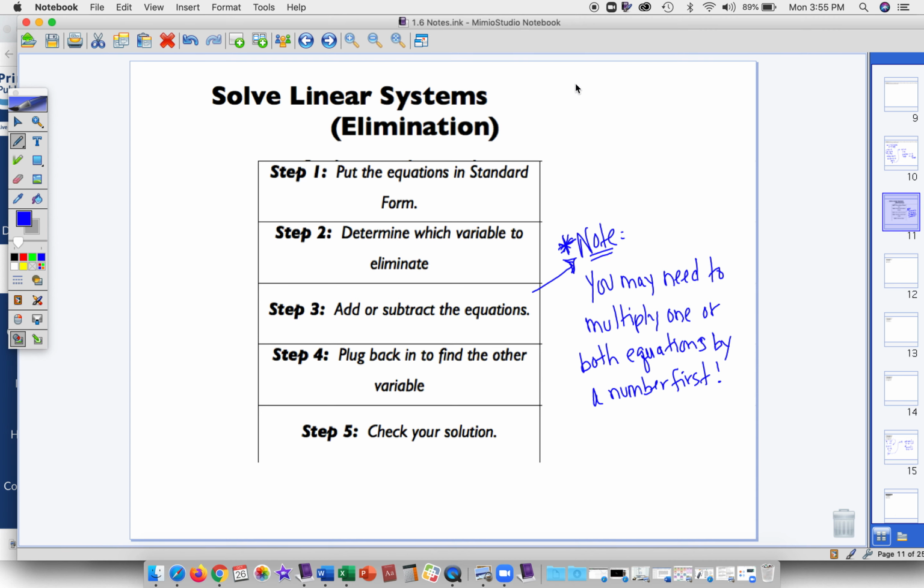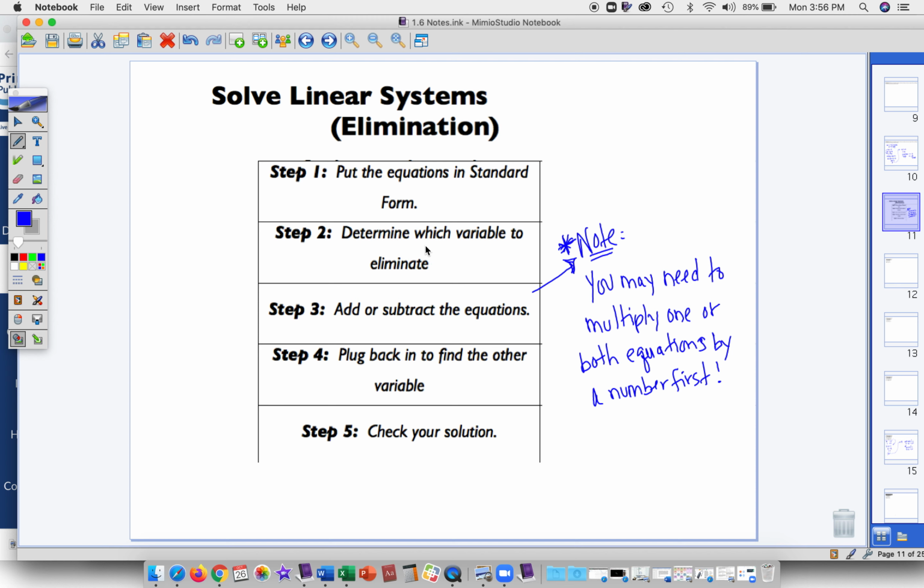Today we are going to cover the second part of section 1.6 and look at how we solve linear systems by using the process called elimination. So here's our steps. First, we put the equations in standard form. Okay, that's our ax plus by equals c form.